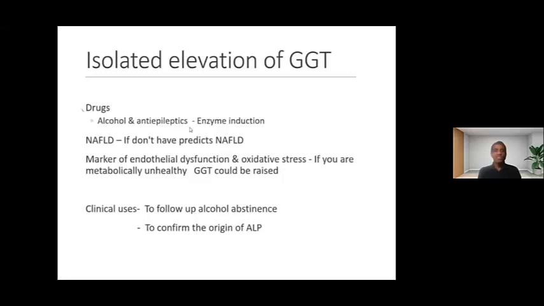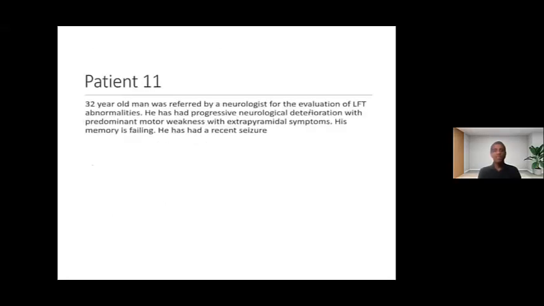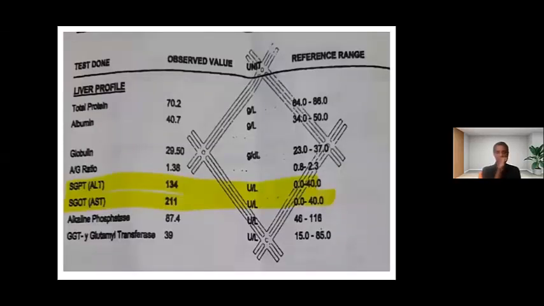So patient 11, a 32-year-old man referred by a neurologist for the evaluation of LFT abnormality. He has had progressive neurological deterioration with predominant motor weakness with extrapyramidal symptoms. His memory is failing. He has a recent seizure. I would like somebody to at least explain the abnormalities, not the causes.